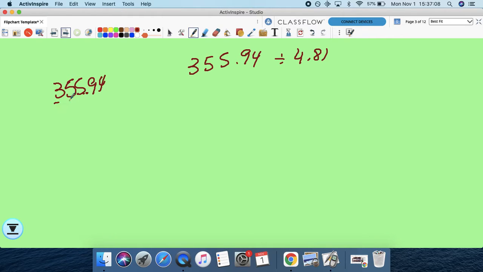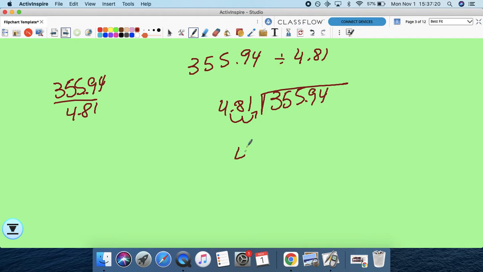355.94 divided by 4.81. Move the decimal 2 over, it becomes 481. Move the decimal 2 over in the dividend, and that's going to become 35,594.